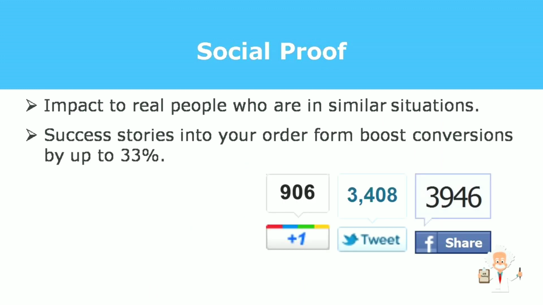Another component you can consider adding into your sales copy is social proof. Why? In building a story-driven copy, social proof shows that this product has given impact to real people who are in similar situations. It serves as real, tangible results that show readers that they can achieve the results as promised by your product. Adding success stories into your order form boosts conversions by up to 33%.